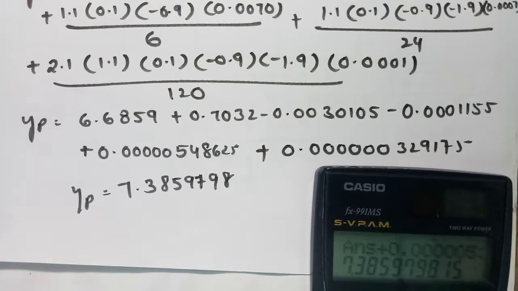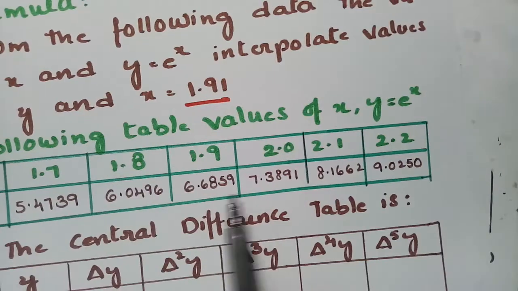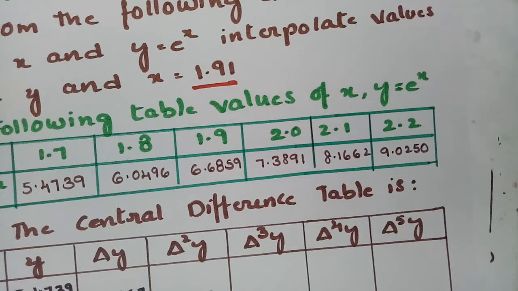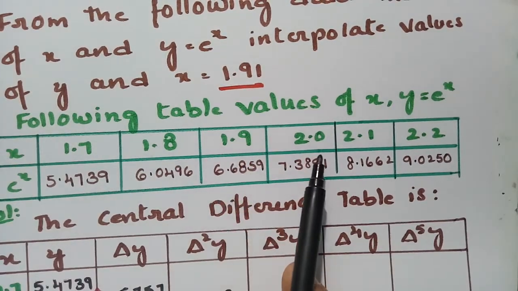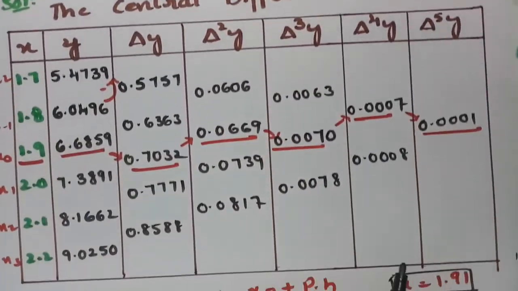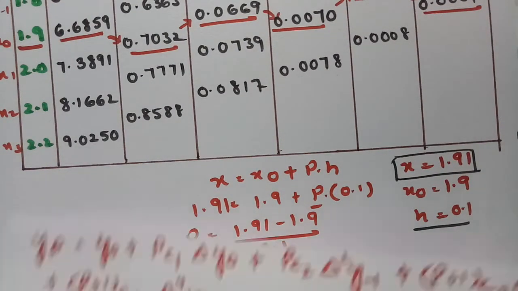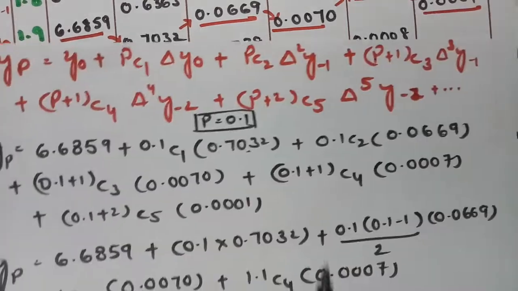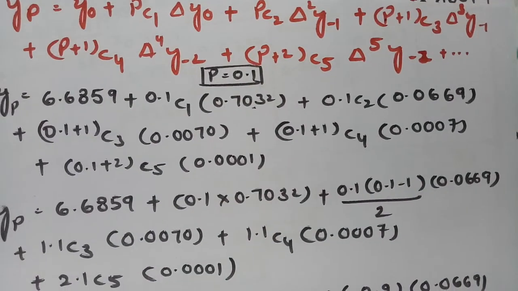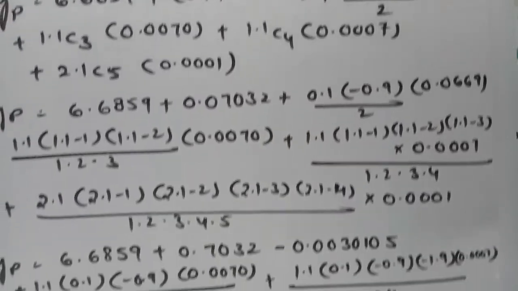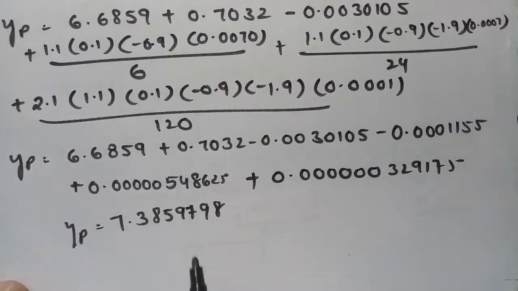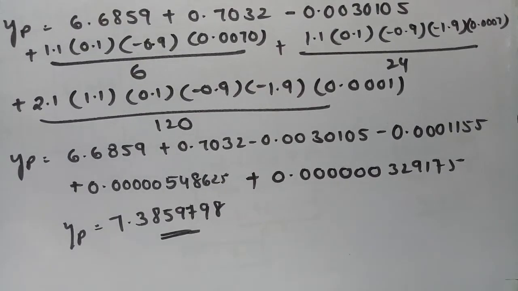And see here, look, it's so simple. So we have to calculate the value here between the values of 1.9 and 1.2. So the center difference table I have created, and this is the p value, and the next one, and this is the forward difference table. So in this, if I substitute each and every point here and I have calculated, I got the value of Y at 1.91 value is 7.385978. And this is how we have to solve.